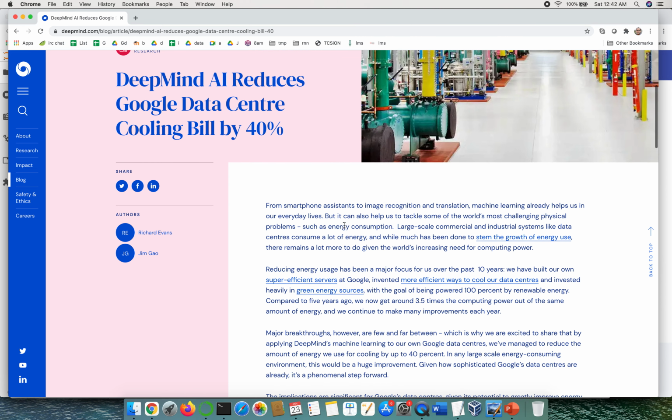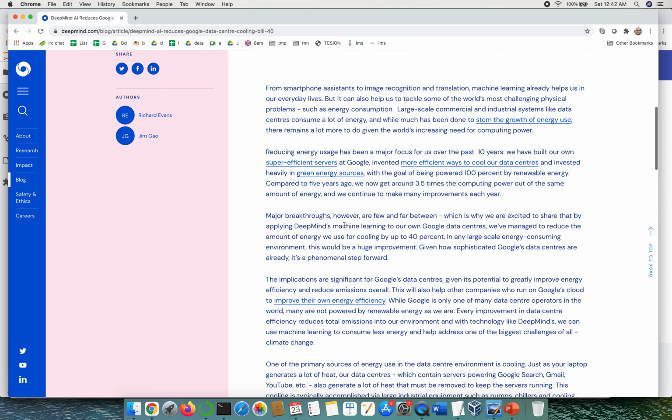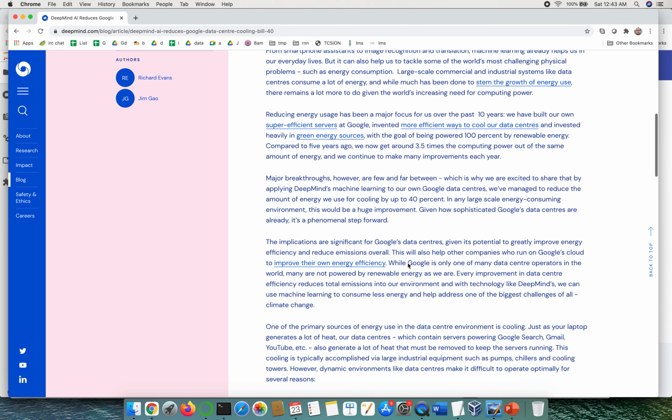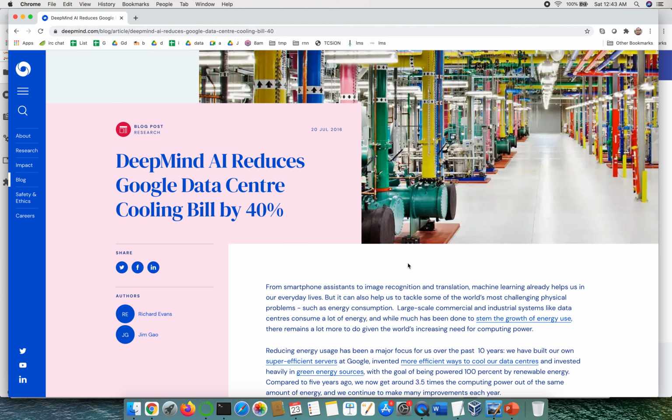So those people have worked on reducing Google's data center cooling bill by 40%. That's a great achievement, because if you look at the machines, we have been thinking a lot about energy saving, how we can have our systems consume energy in a very efficient way. So they thought about reducing their bill.